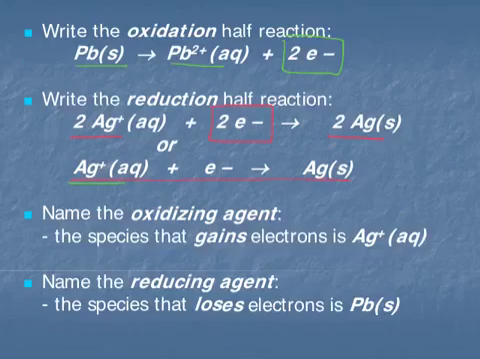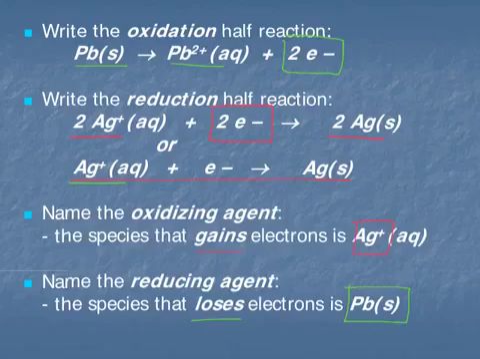Here the oxidation agent is the species that gains the electrons, in this case silver ions, and our reduction agent is the species that loses electrons, that gets oxidized itself, in this case it is the solid lead.